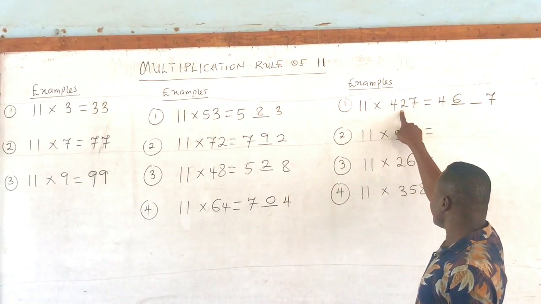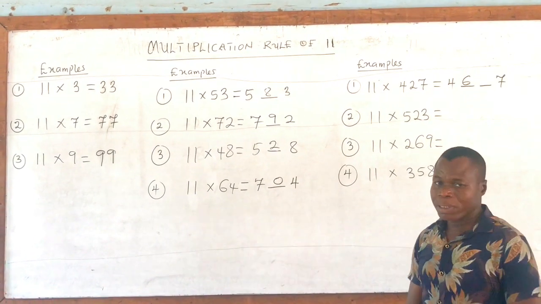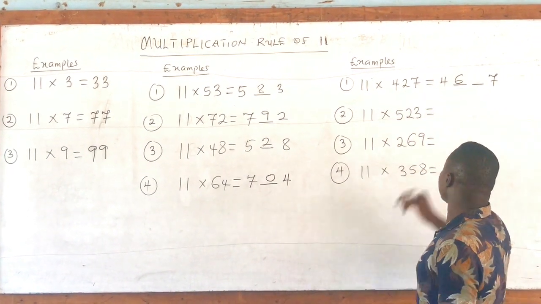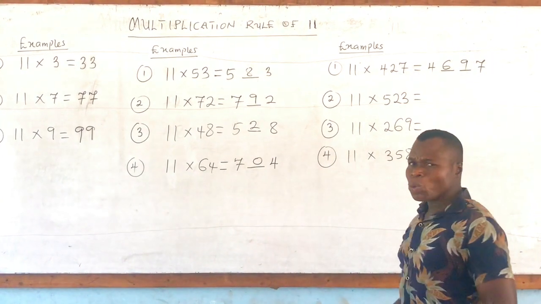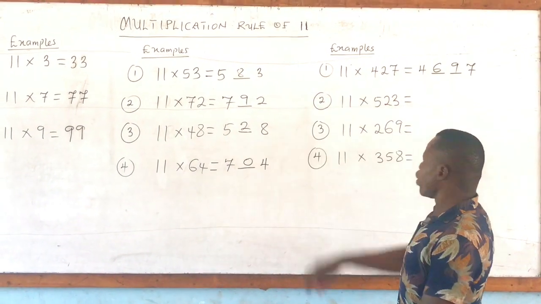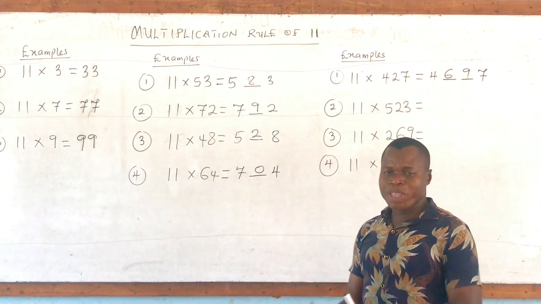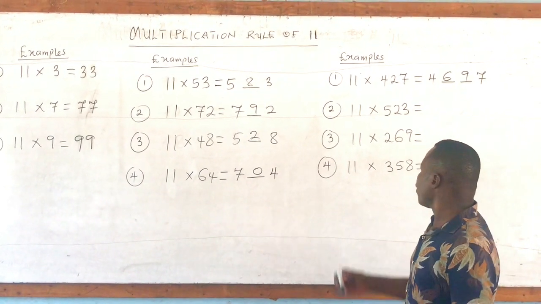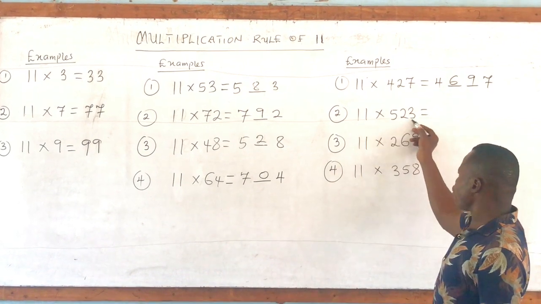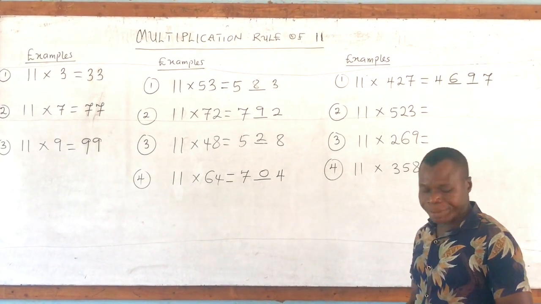Then I'll now take the middle digit and add to the last digit. That will give me 2 plus 7, which is what? 9. So this simply means that 11 times 427 is 4,697.